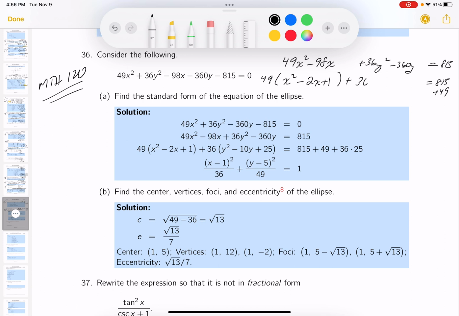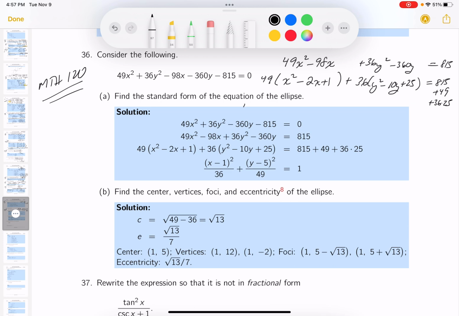Plus 36. This would be y squared minus 10y. Now, a little more complicated because half of minus 10 is minus 5. When you square, you get 25. Now, what you're doing is you're going to add 36 times 25 to both sides. All right, let's do the work now. What do you get? Let's see.